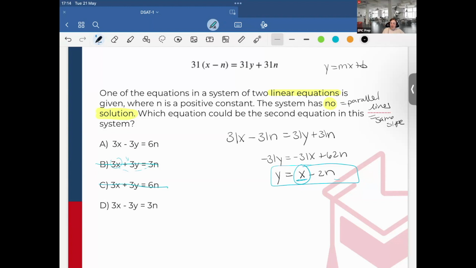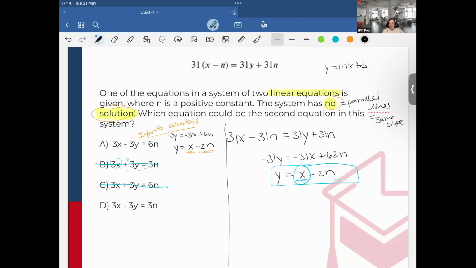Okay, so then let's look at A. If I rearrange A, this will become negative 3y is equal to negative 3x plus 6n. Divide everything by negative 3, so y is equal to positive x minus 2n. This looks good here. However, this is infinite solutions. Be very careful with these ones because usually one of them is a trap, and is infinite solutions. Infinite solutions means they're the same exact line, so they have the same slope and same y-intercept, which is not what we're looking for. I'm looking for no solution.